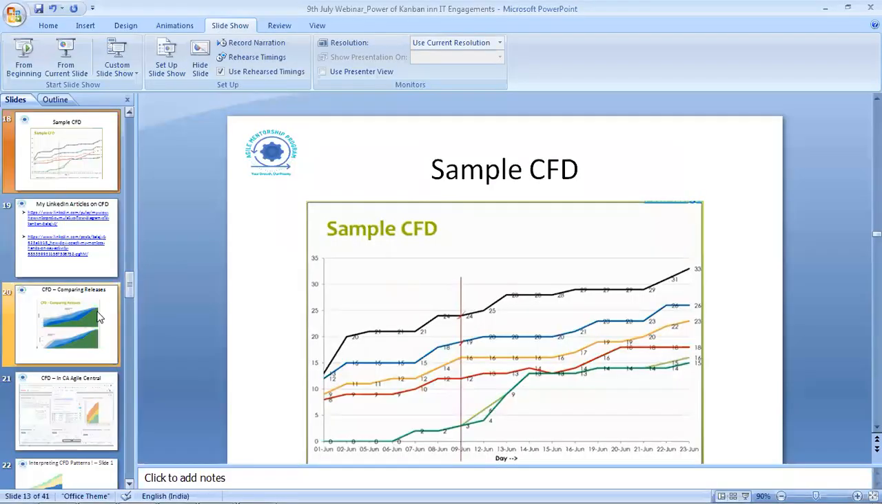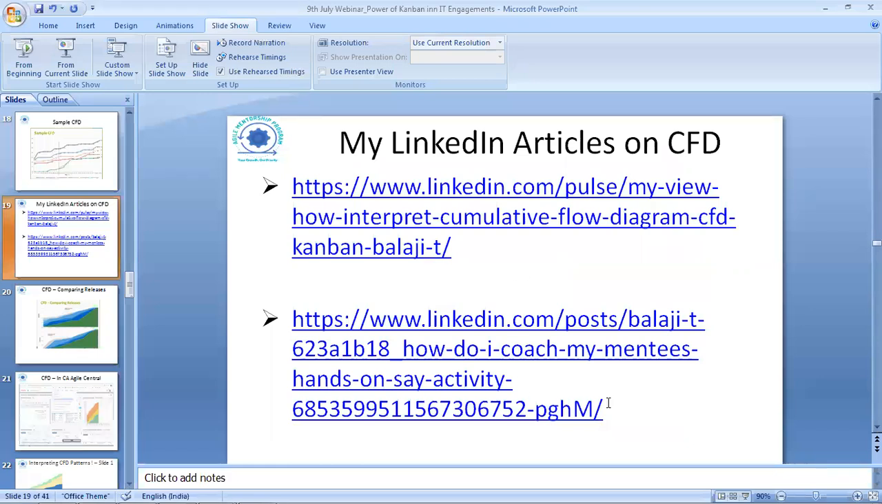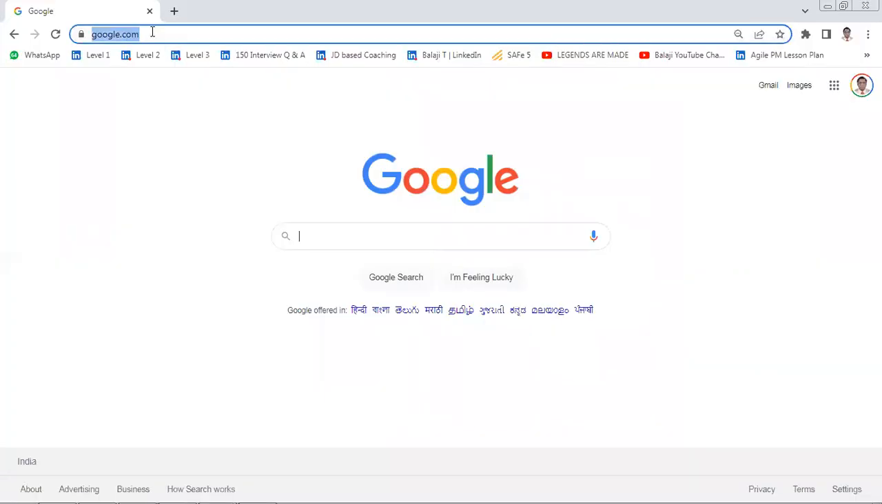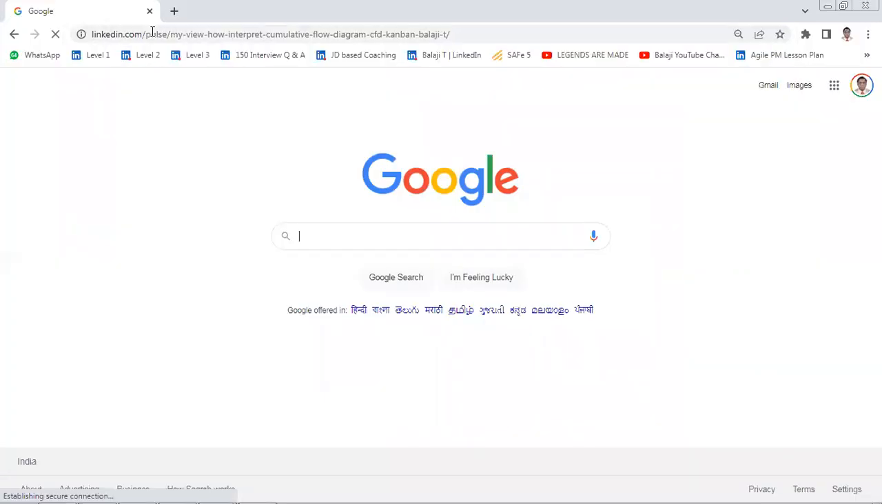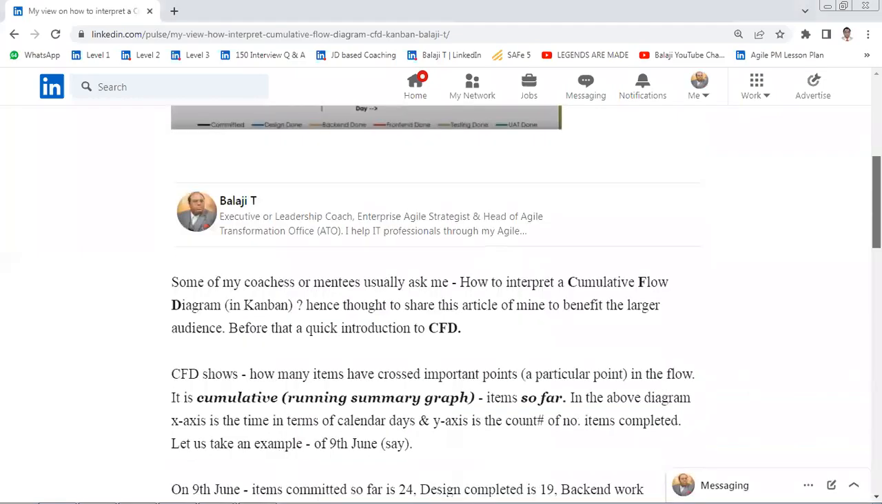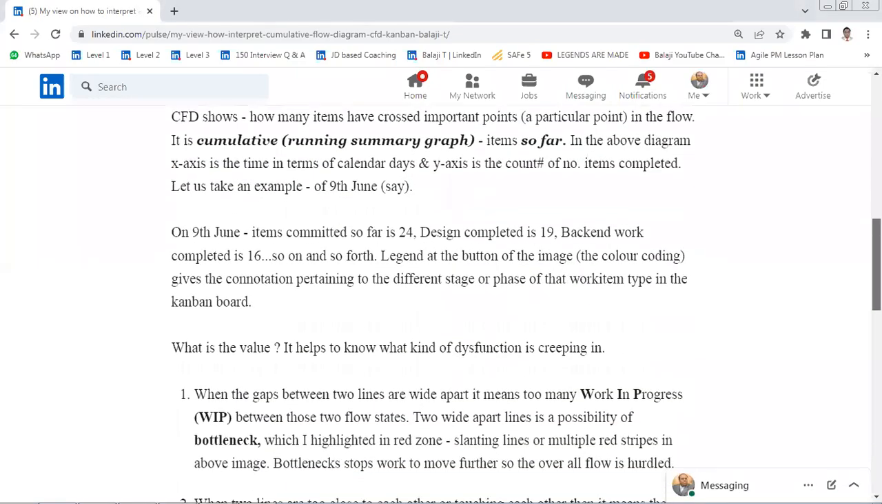One minute, I'll explain in this manner. So just take this link. I'm just pasting it here. In this article, I have explained how to analyze a CFD. I'm just putting it in the chat also for you to save or use for your purpose. Here I have taken the same pictorial representation and I am explaining it here.